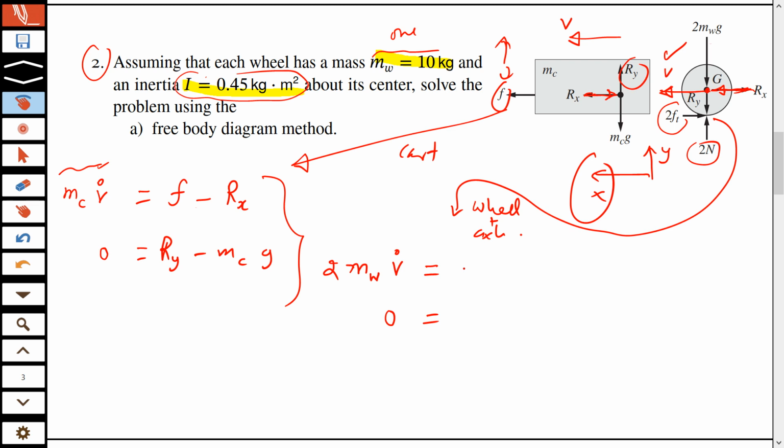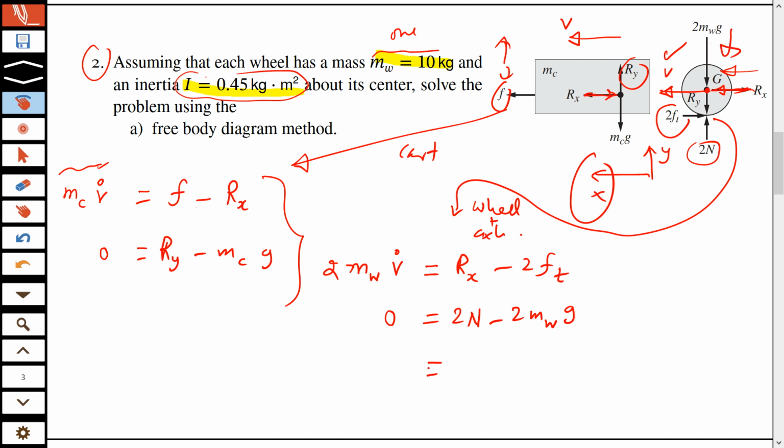So first complete this. This 2Ft is also towards the right, which is against the x-axis, and this Rx is in line with the x-axis, and with v, of course. So that will be Rx minus twice Ft, because this is opposite. And this one, the upward force, is twice N, minus twice mwg. This is the downward force.